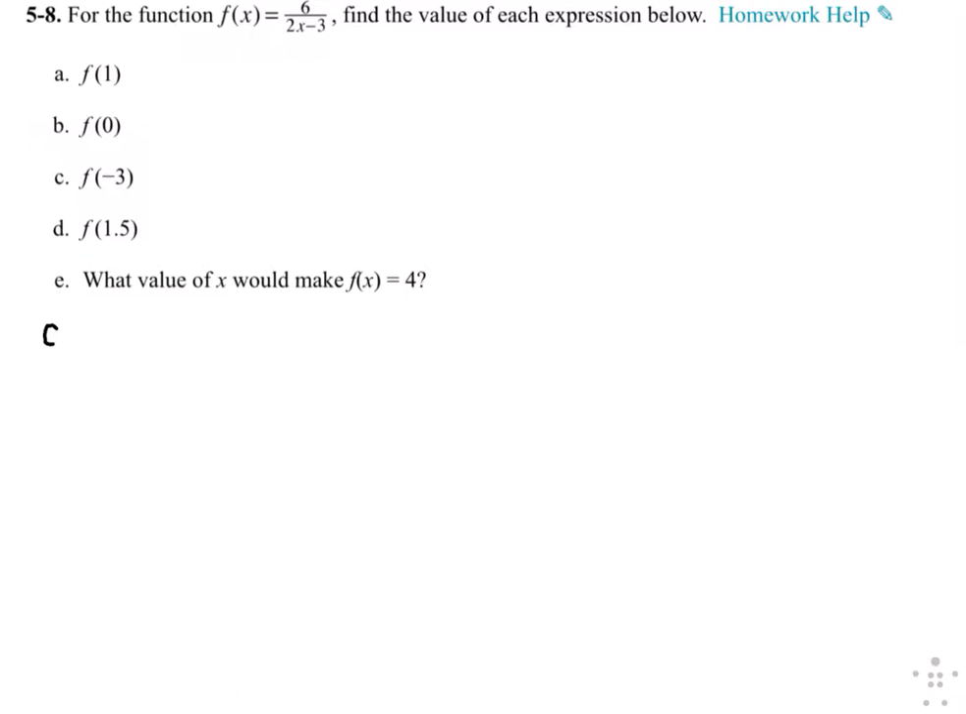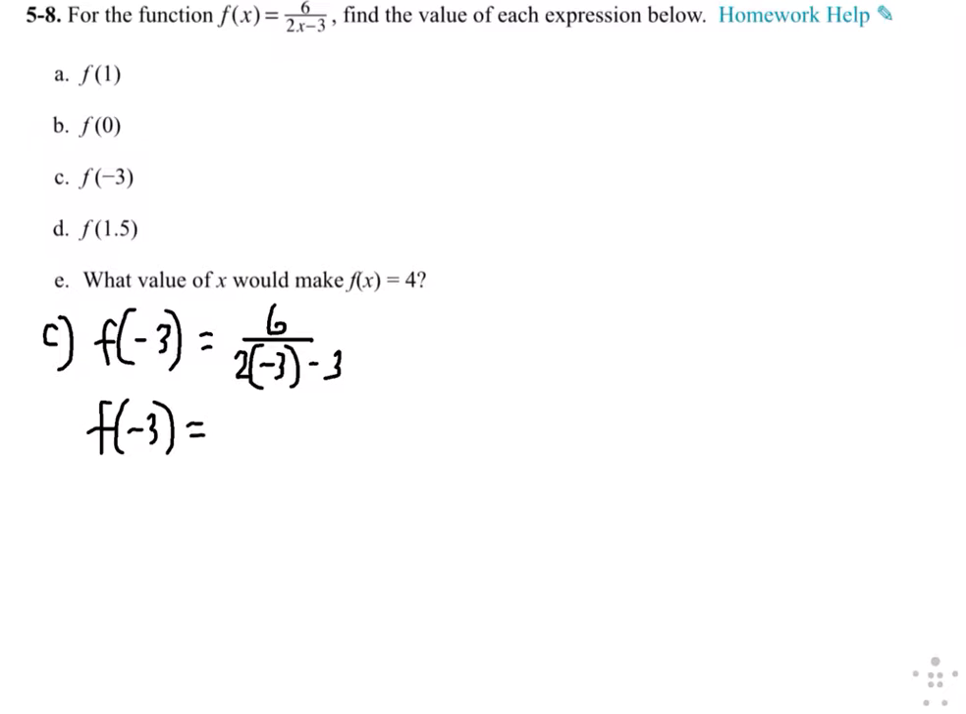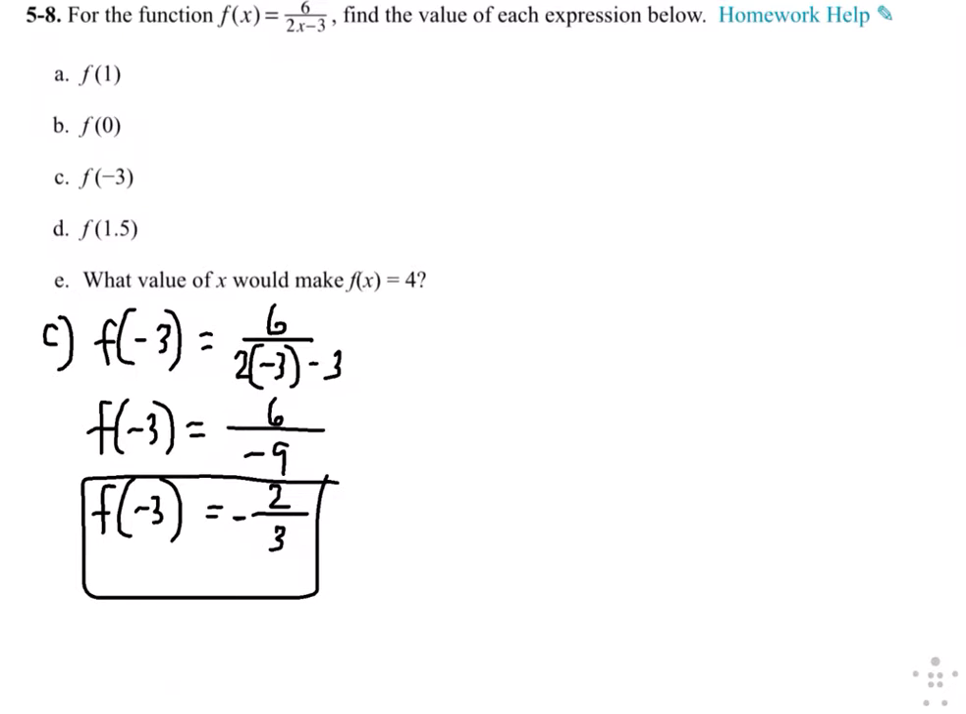For C, we have f of negative 3. Again, we substitute negative 3 in, so we get 6 over 2 times negative 3 minus 3. So f of negative 3 equals 6 over 2 times negative 3 is negative 6, minus 3 is negative 9. So f of negative 3, we have to simplify, right? 3 goes into both those, negative 2/3 for C.